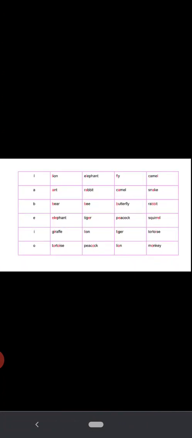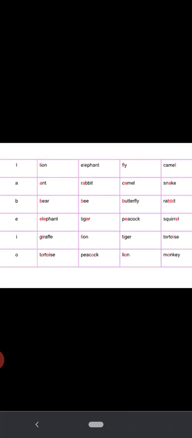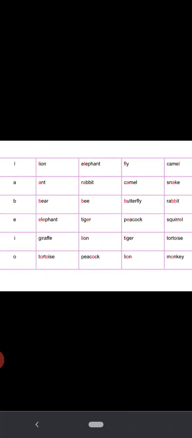So in this question, the letter will be given and we have to spot the same letter in the given words and then join those letters together. Let us see. The first letter that is given is L. So we have to spot letter L in the given names of animals and then join it together. For L, there are 4 names of animals given: lion, elephant, fly, camel. So let us spot L first in lion and L in elephant and join it.